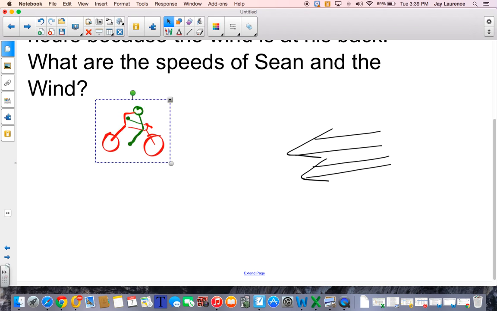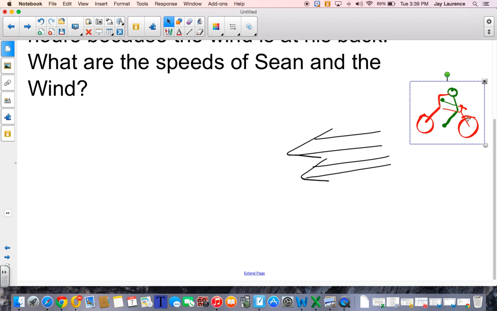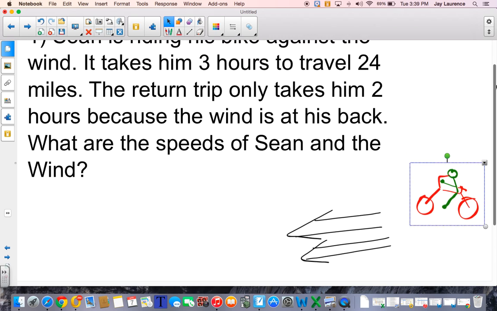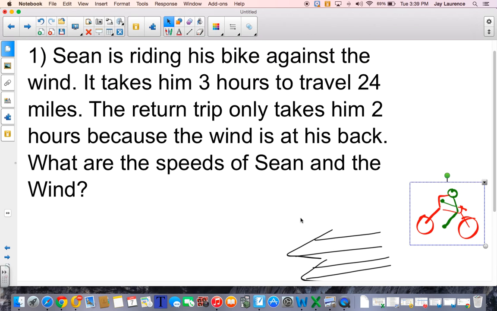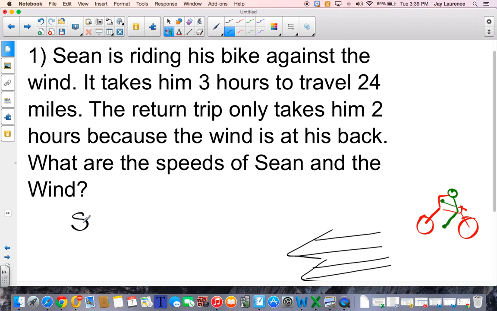The wind works against him and slows him down, right? However, when he comes back the same way, now the wind is working with him and it speeds him up. So we're going to write two equations and solve this as a system. Well, wind certainly flows. So first of all, we need the speed of Sean, and we need the speed of the wind, right?